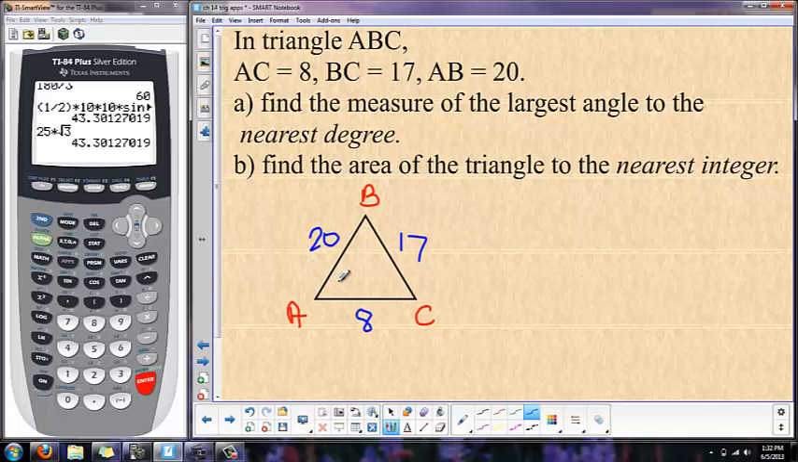So the largest angle is going to be the one that is across from the biggest side. So this must be the largest angle. Now this is a two-part question. The second part wants you to find the area of the triangle. So in this first part, find the measure of the largest angle to the nearest degree. That doesn't have anything to do with area.